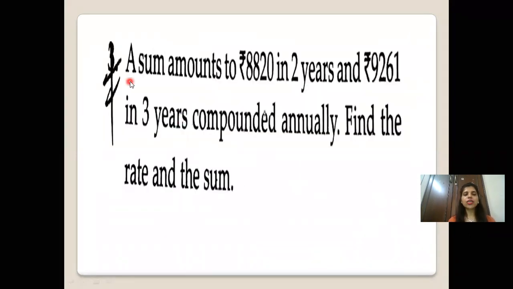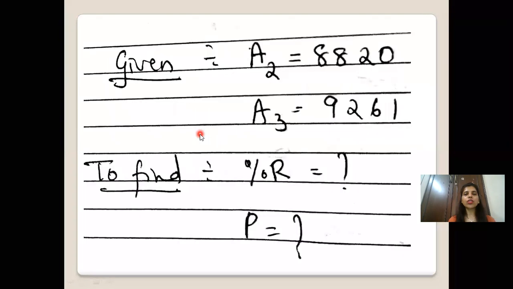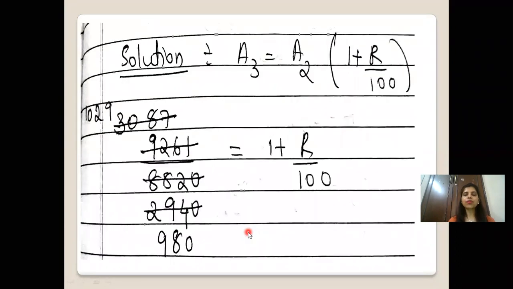The next question says: a sum amounts to rupees 8820 in 2 years and rupees 9261 in 3 years, compounded annually. Find the rate and the sum. Now here also you can see it is for 2 and 3, which is consecutive years. So for that you have to write the given. A2 is 8820, A3 is 9261. You have to find R and you have to find principal.